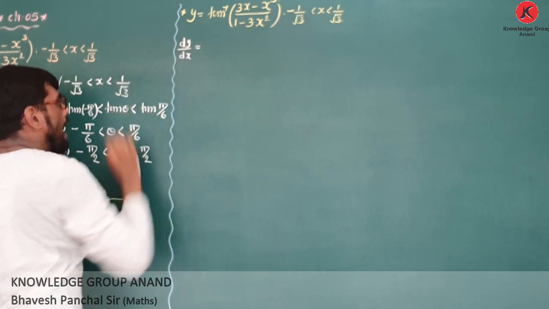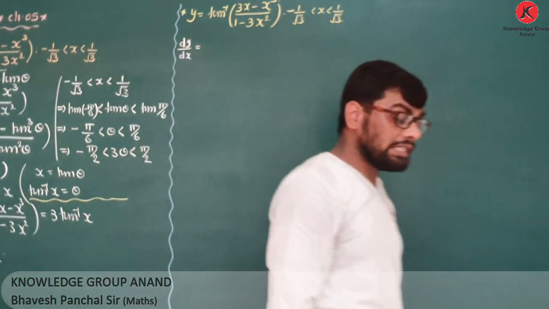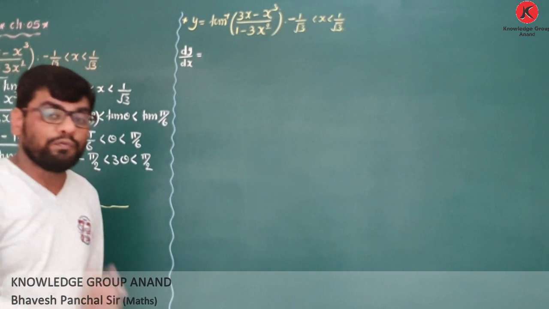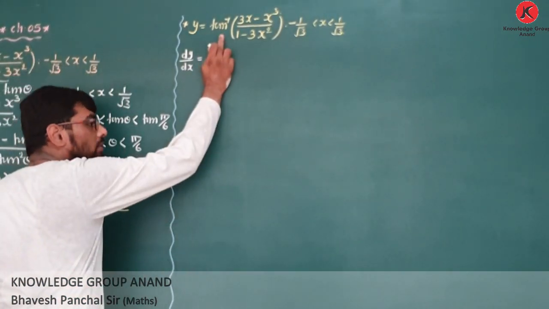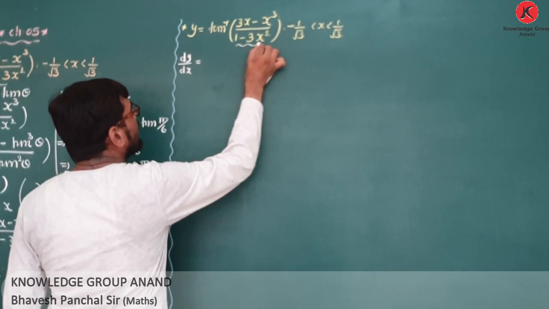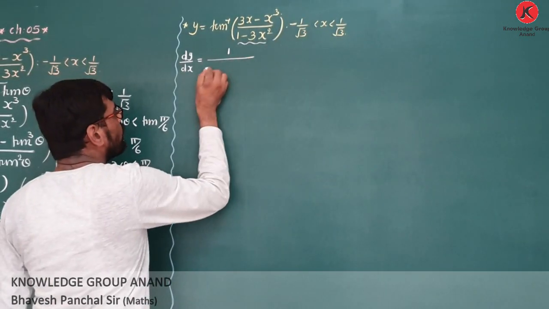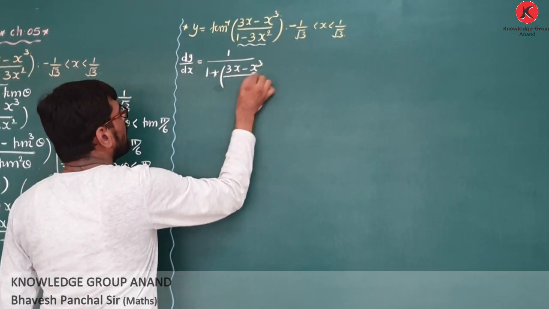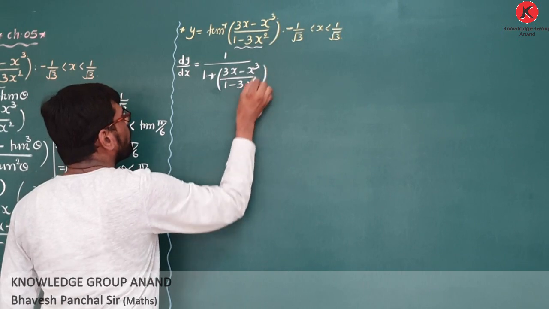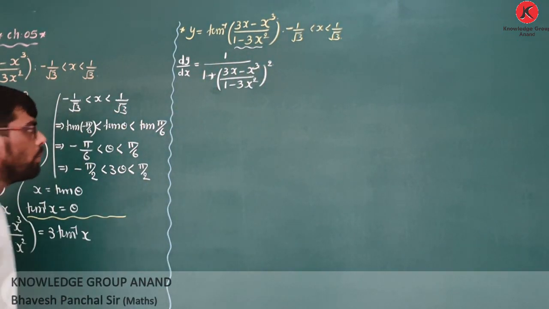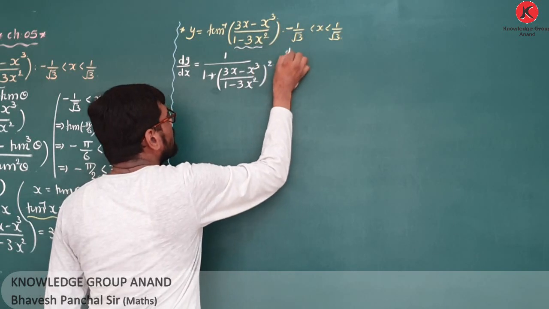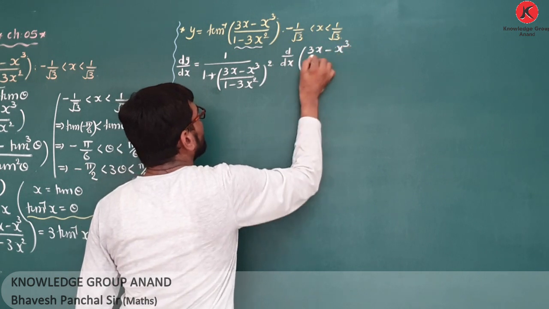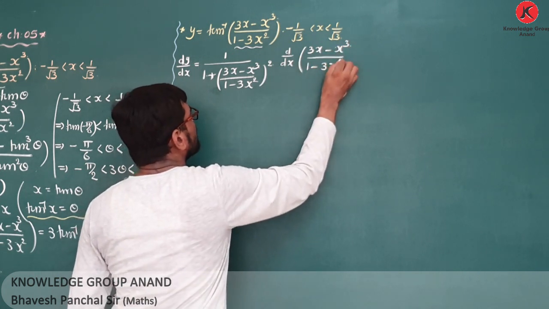Here first outer function is tan inverse and inner function, see here, inner function is very large, that is 3x minus x cube upon 1 minus 3x square. Then first derivative of outer function, that means derivative of tan inverse. At that time x as this bracket and derivative of tan inverse is 1 upon 1 plus x square, that is 3x minus x cube upon 1 minus 3x square whole square into derivative of this inner function, means derivative of inner function, then here we use quotient rule, 3x minus x cube upon 1 minus 3x.